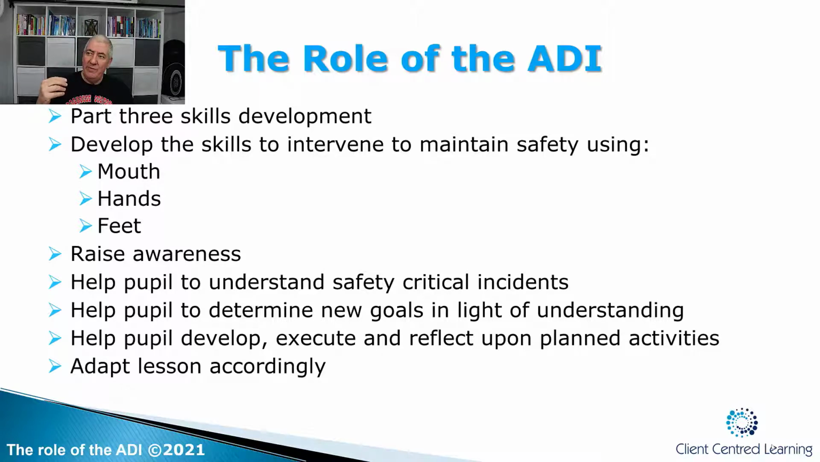So once we've had to have an intervention, either before, during or after, we've then got to help the pupil to determine, is there something new to learn here in light of what we've just experienced? And if so, what? And how are we going to go about changing our behaviour when it comes to that again? So you would help the pupil determine new goals in light of this new understanding, and help the pupil develop, execute and reflect upon these new plans. So what we're doing here is we're adapting the lesson accordingly.